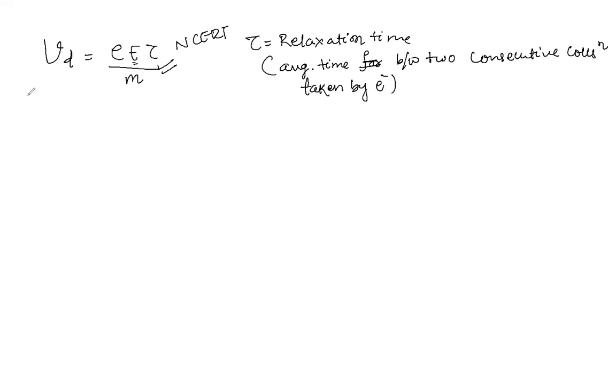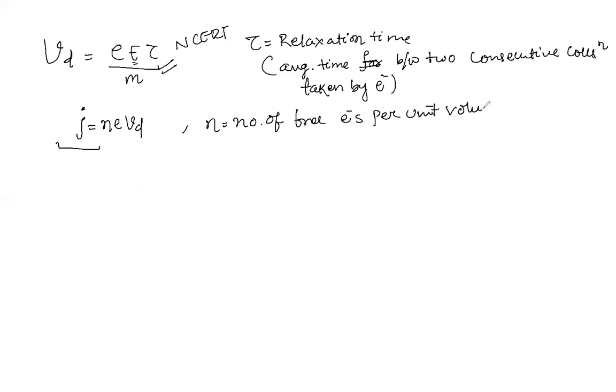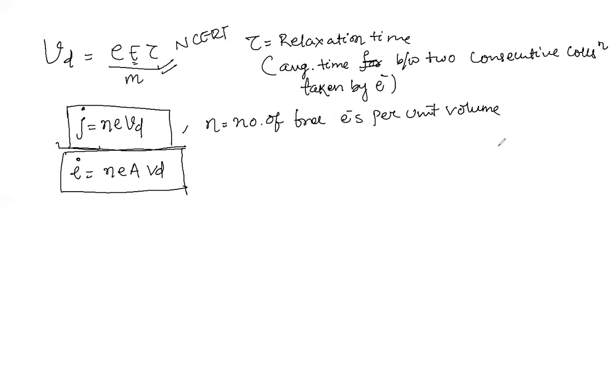The second formula says that J is equal to nevd, where J is the current density and n is the number of free electrons per unit volume. And the current is equal to nevdA, where A is the cross-sectional area of the conductor through which the current is flowing, vd is the drift velocity, n is the number of free electrons per unit volume, and e is the charge of the electrons.